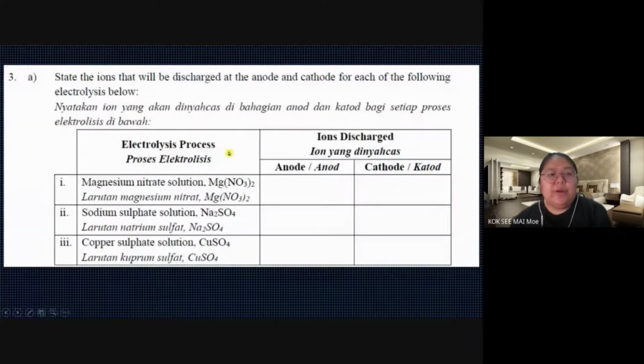Okay, so from here you can see the ions that will be discharged at the anode and cathode for each of the following electrolysis. So from here you see magnesium nitrate solution. Magnesium is positive, no? Nitrate is negative, no? So the anode is positive. The anode must find the negative ions. So for the anode, they will produce hydroxide. Okay, hydroxide. At the cathode, they will produce hydrogen.